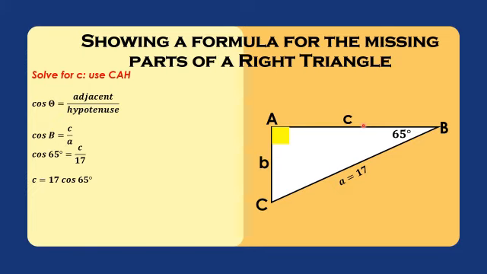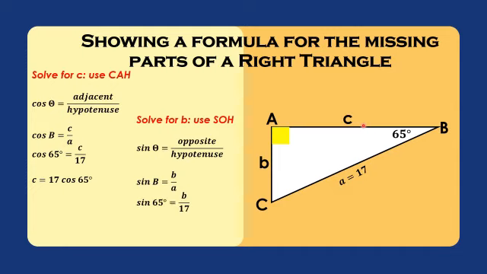Now let's have side B. To solve for side B, we need to use SOH, or sine theta is equal to opposite side over the hypotenuse. So we will have here sine B is equal to B over A. So we have sine 65 degrees is equal to B over 17. By cross multiplication, we will come up with B is equal to 17 sine 65 degrees. To find the measure of side B, we need to multiply 17 by sine 65 degrees.